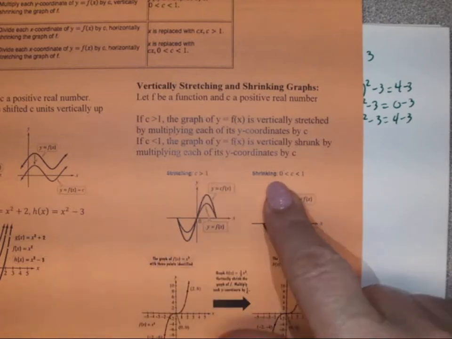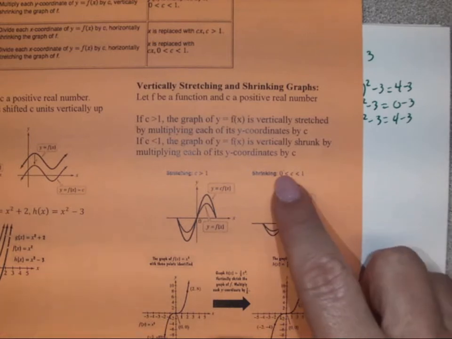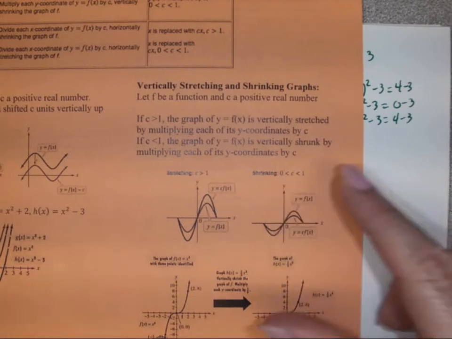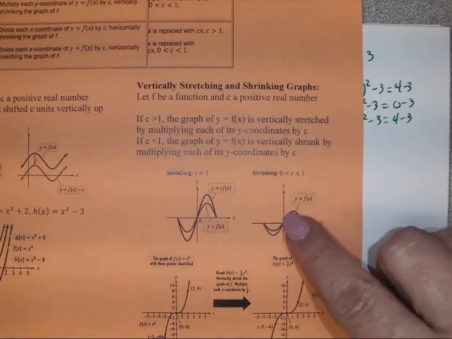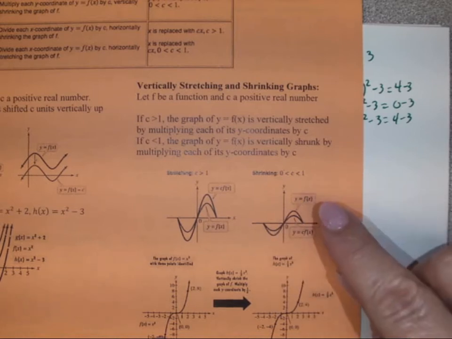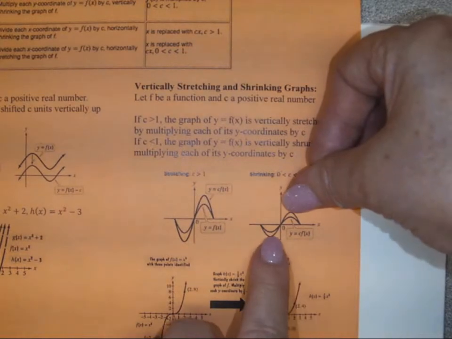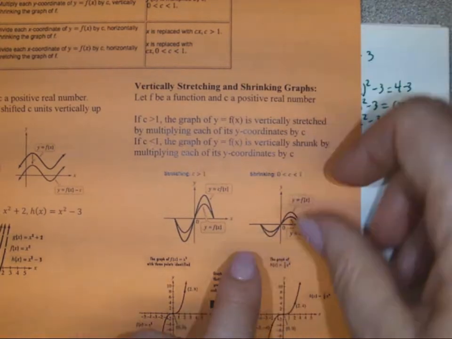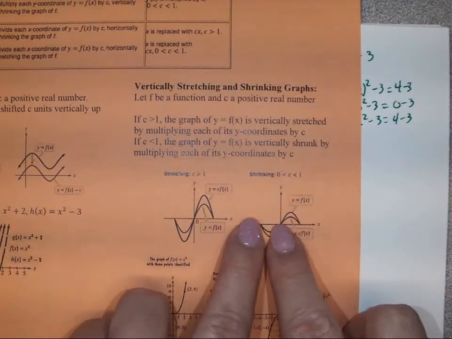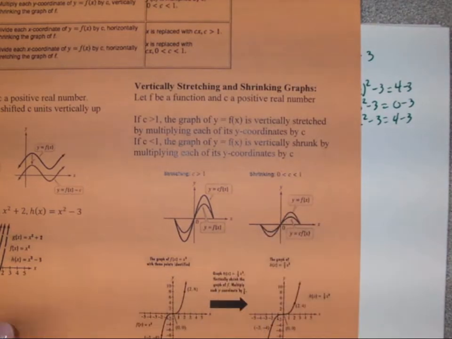Now, if I look at shrinking, where it has to be like a half, so it has to be between 0 and 1. Again, if this is my function and I multiply that function by 1/2, it cuts all of my y values in half. So this is the original function right here, and then when I multiply it, it's going to shrink. Notice again, the x values stay the same, but the graph gets closer to the x-axis.